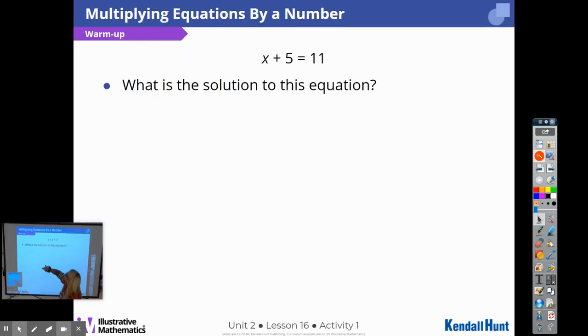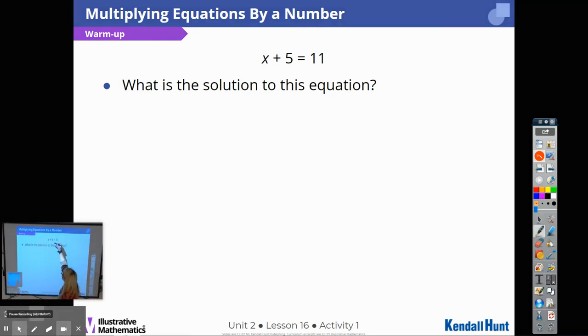So I want you to look at x plus 5 equals 11 and figure out what x is. Hopefully most of you figured out that if I subtract 5 from both sides, then x equals 6, because 11 minus 5 is 6. Now I want you to see what happens if you multiply the entire equation by 2. So x plus 5 equals 11, and go ahead and multiply that by 2.